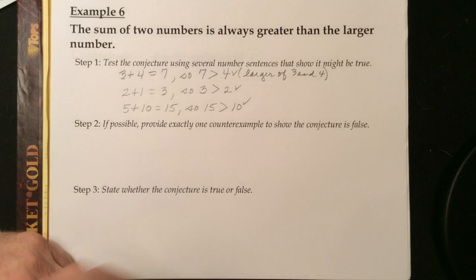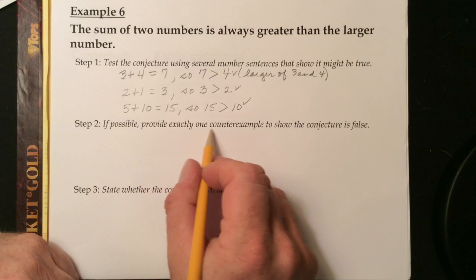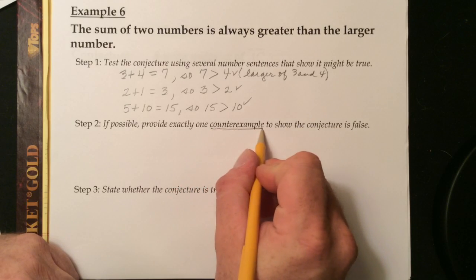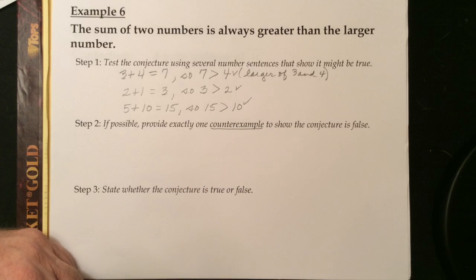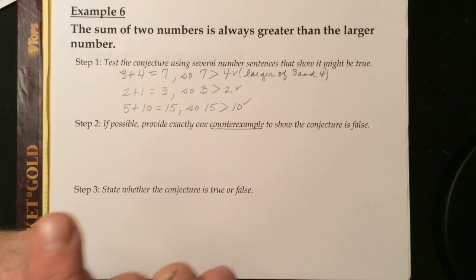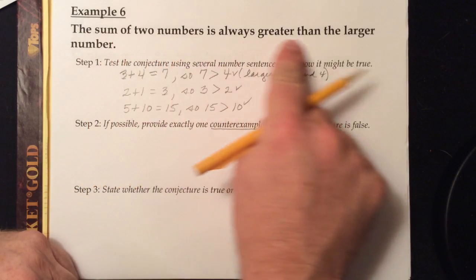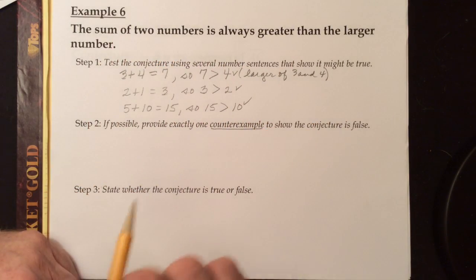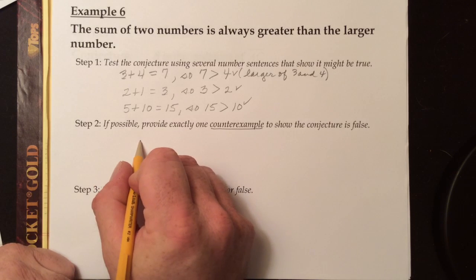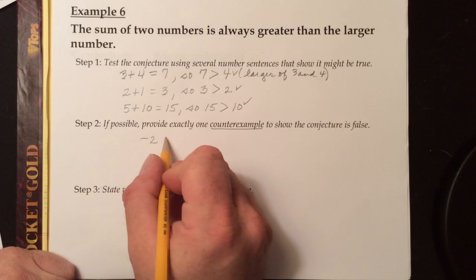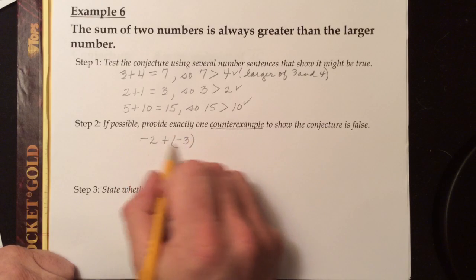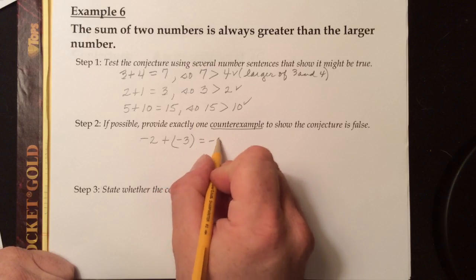However, if possible, provide exactly one counterexample to show the conjecture is false. Remember, a counterexample, all you need is one example showing this is not true to make this a false conjecture. Just one specific example. So how about if we use negative numbers? Negative 2 plus, how about negative 3? Well, negative 2 plus negative 3 is negative 5.